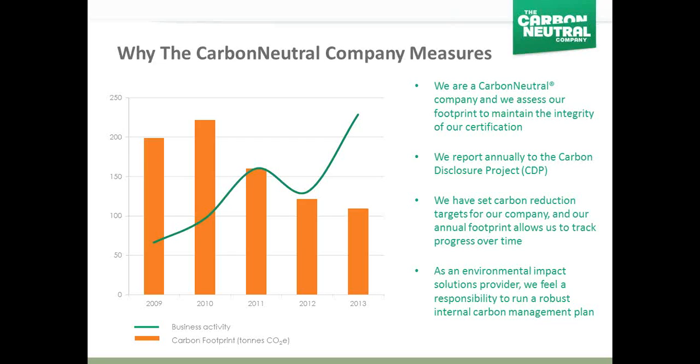And the green line shows our company's annual business activity during the same period. And the fact that business has increased while emissions are decreasing demonstrates nicely that we've successfully reduced our emissions over time while growing our business. And this is really valuable information because it shows that our improved efficiencies have really been successful.